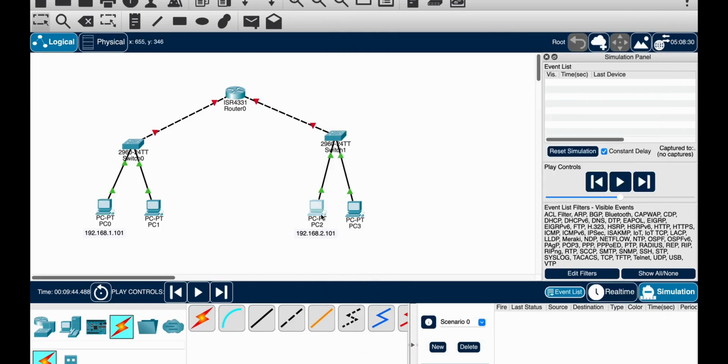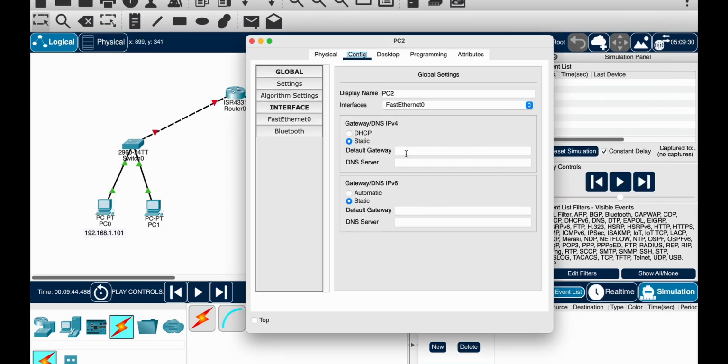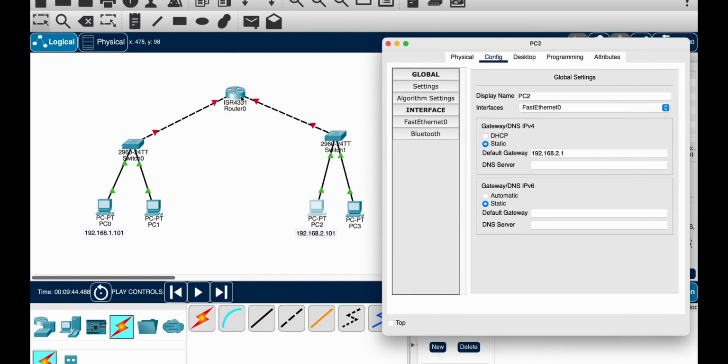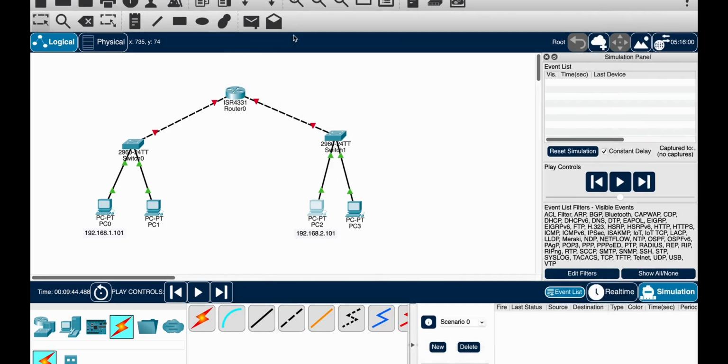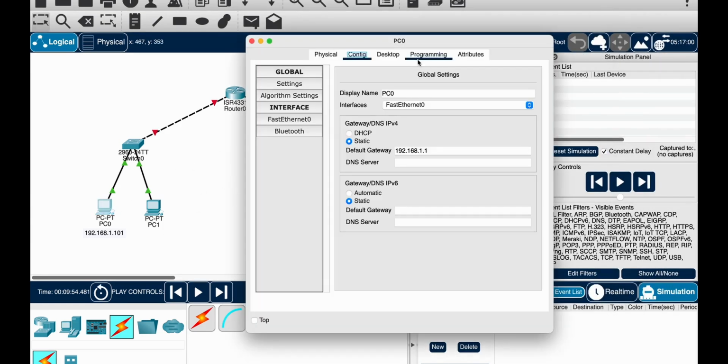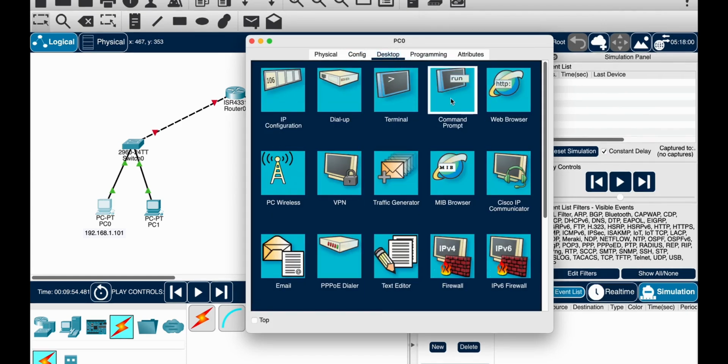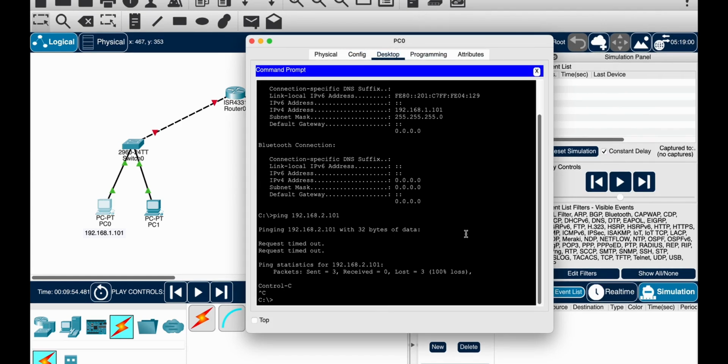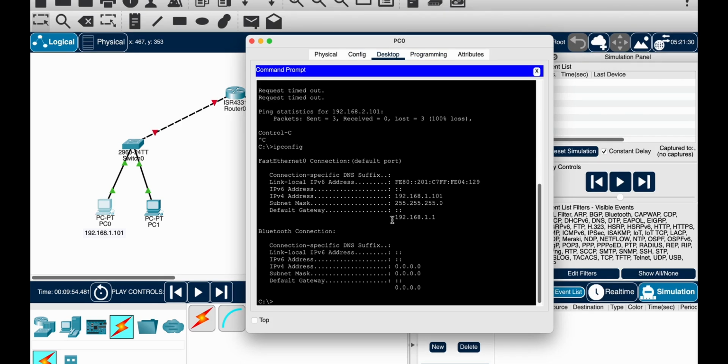For this PC over here, our default gateway has to be 192.168.2.1. Even though it's the same router, we have to specify the interface which is part of our local area network. Okay, so that's done. Let's close this, go to our PC over here, go to our desktop command prompt, and do ipconfig once again, and this time you will see that our gateway is set to 192.168.1.1.